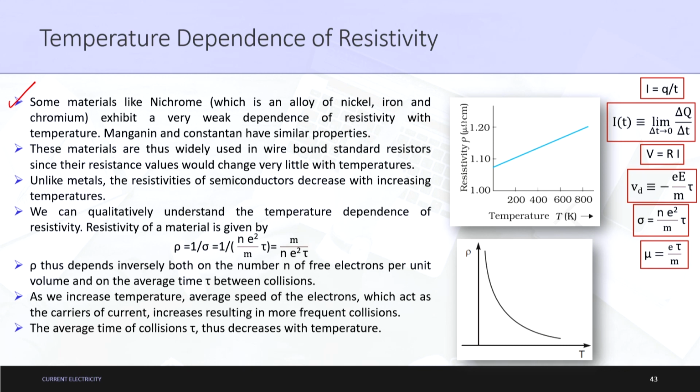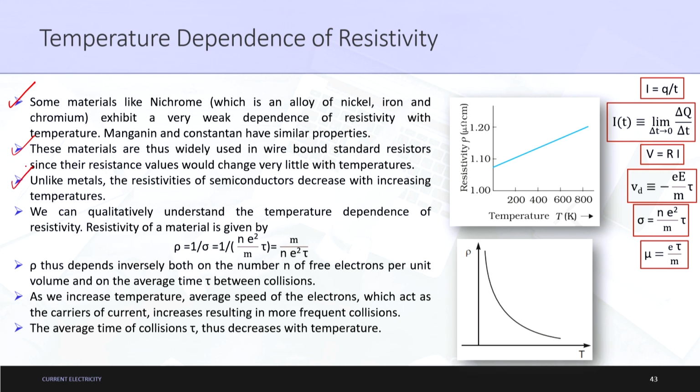These materials are thus widely used in wire-bound standard resistors, since the resistance value would change very little with temperature. Because resistance is directly proportional to resistivity, such alloys, like nichrome, manganin or constantan, can be extensively used. Even if the temperature increases or decreases, let us say due to some heating or some faults in an electric circuit, it will not cause a change in the resistance, and therefore there will be no change in the current, and hence there is less chance of a short circuit happening. Okay.